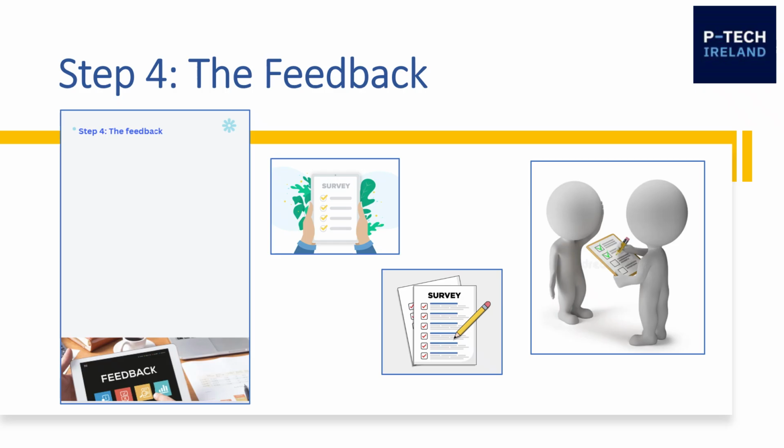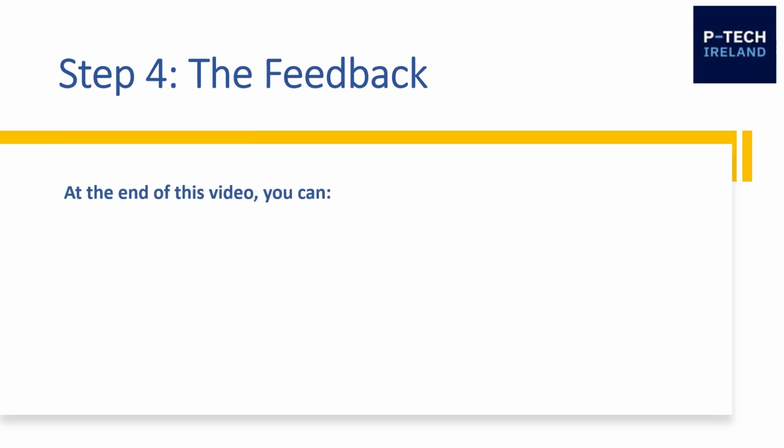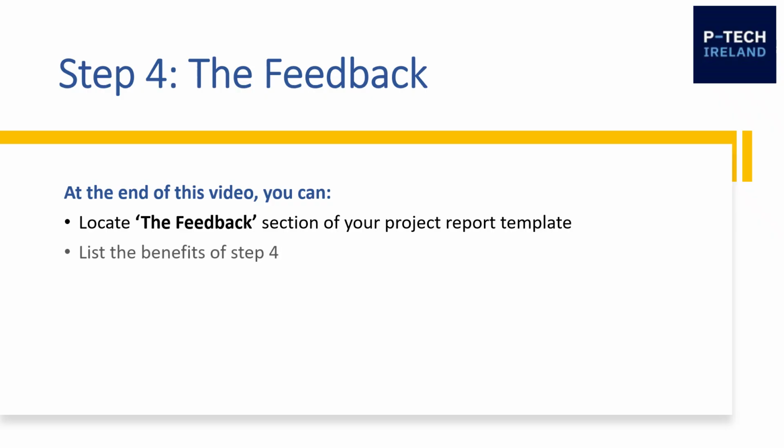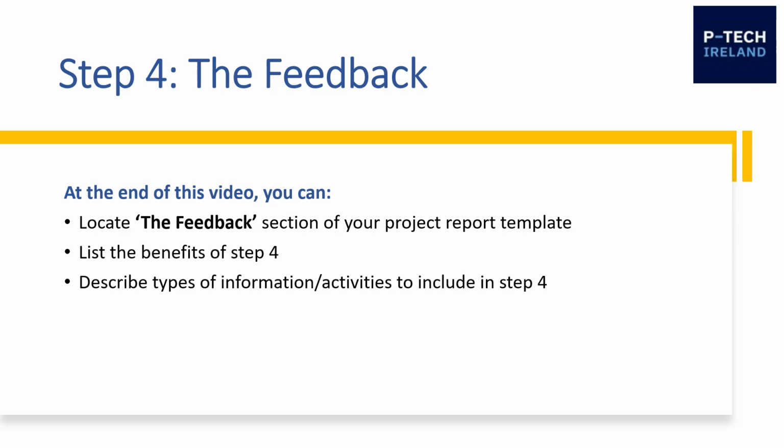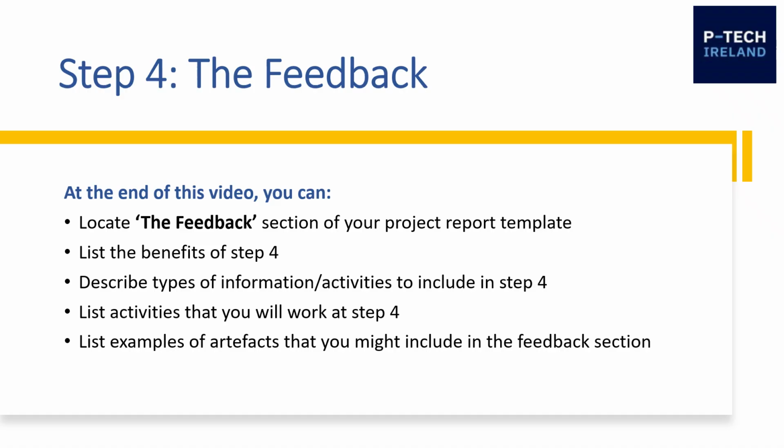So now we've reached the end of this video, and at the end of this video, you can locate the feedback section of your project report template, and you can describe why it's important to include a feedback phase into a project. You can list some of the activities that you're working on and some of the information that you'll include while you're completing step 4 of your project report. And you're also able to give some kind of examples of different artifacts that you might include in the feedback section of your project report template.